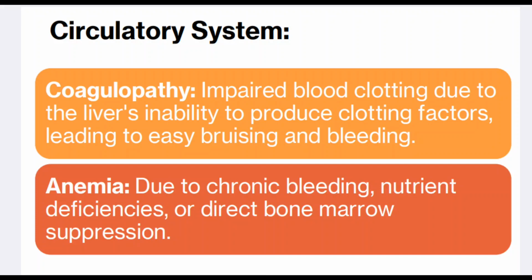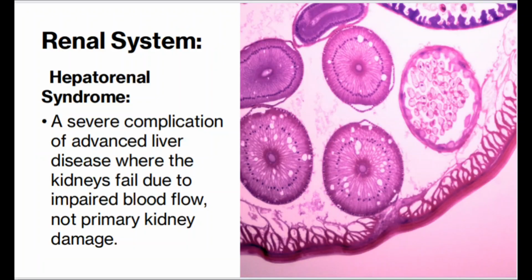Then anemia, which can occur due to chronic bleeding, nutrient deficiencies, or direct bone marrow suppression. On the renal system, hepatorenal syndrome, a severe complication of advanced liver disease where the kidneys fail due to impaired blood flow, not primarily kidney damage.